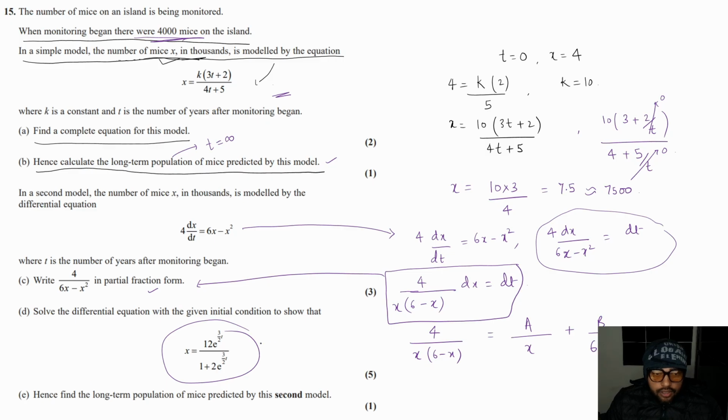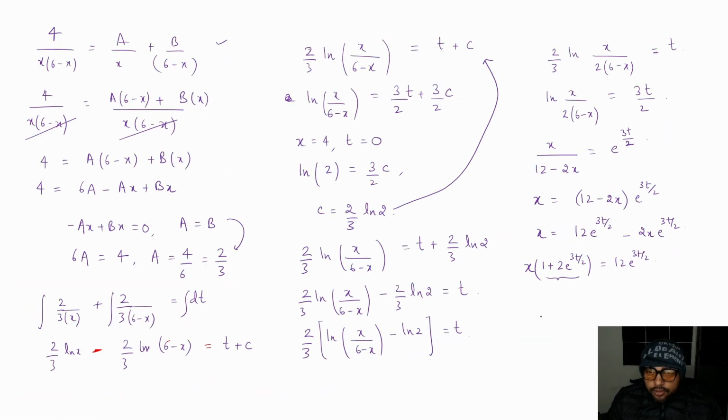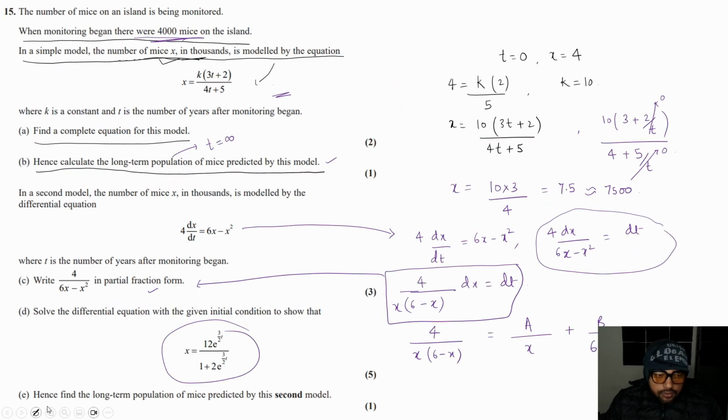Okay, so from here we can see, now from this part will be carried on to the denominator part of the right hand side. So we are left with x equals 12 e raised to the power 3 by 2t upon 1 plus 2 e raised to the power 3 by 2t, which is the desired value they have asked for. This is the D part which we have completed.